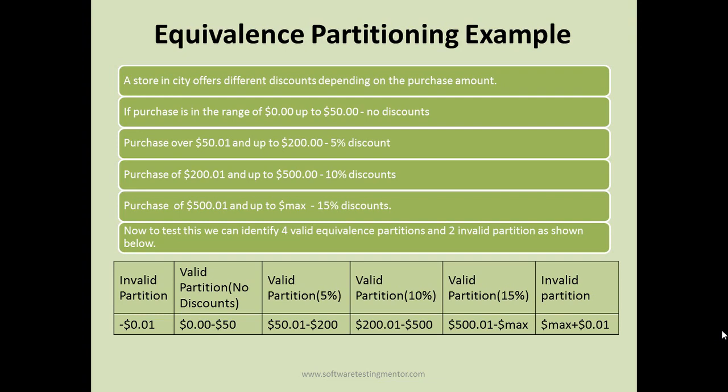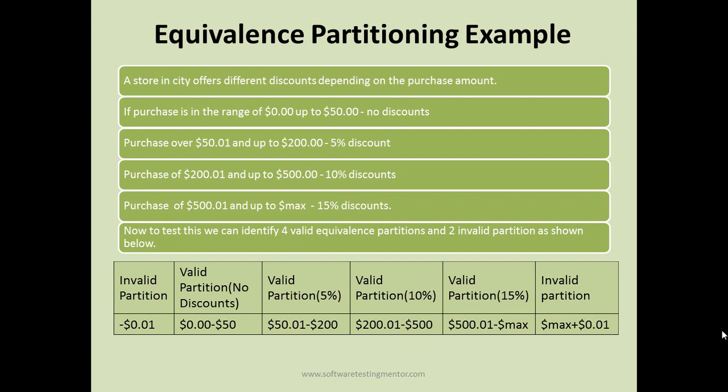If the purchase amount is over $200 and up to $500, the discount percentage is 10%. If the purchase amount is above $500 and up to a maximum, so there is a maximum purchase limit defined as well, the discount will be 15%. So now you have separate purchase amounts, which is a range of the dollars you spend, and then there is a discount percentage.